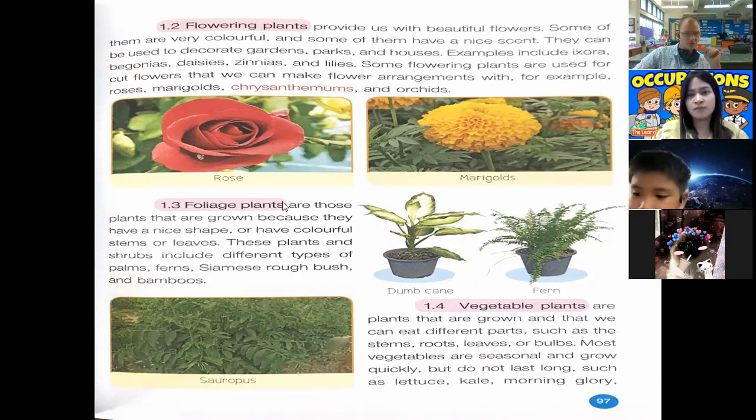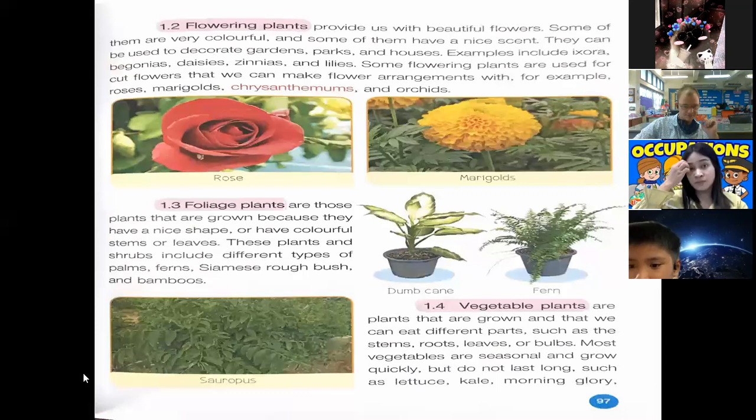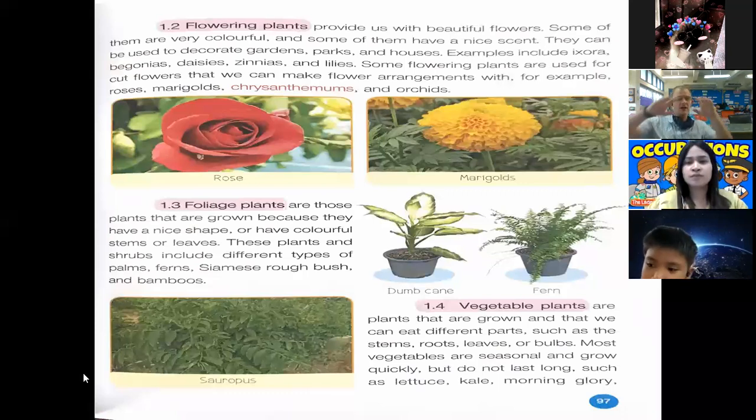Then you get foliage plants. Those are plants that are grown because they have a nice shape or colorful stems and leaves. Also they usually have a big area for photosynthesis to take place. And then we have our vegetable plants.